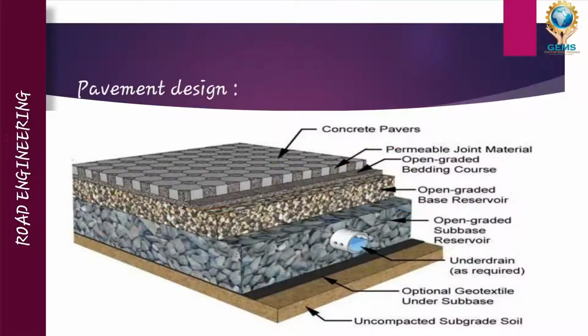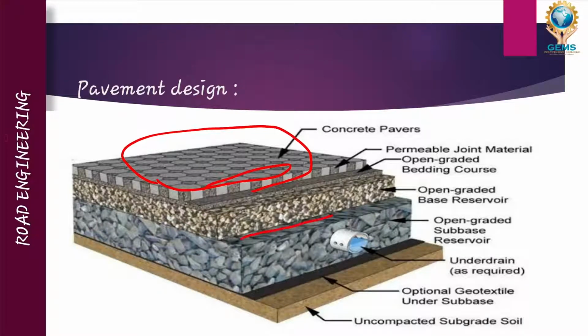As we can see in this pavement design, this is the concrete paver. This layer is known as the concrete paver layer, and in the middle you can see the permissible joint material in the center of the concrete paver. This design is of paver block and open graded bedding course, that is, a little amount of sand is provided. Then open graded base reservoir.